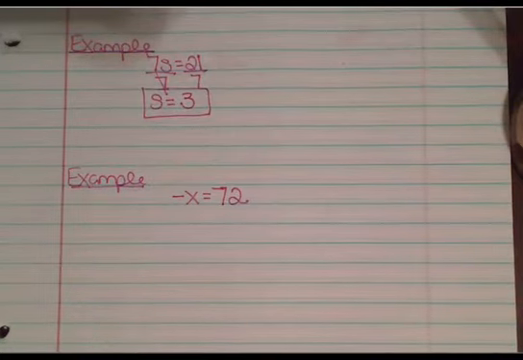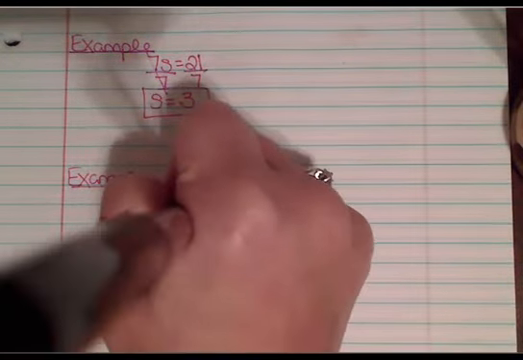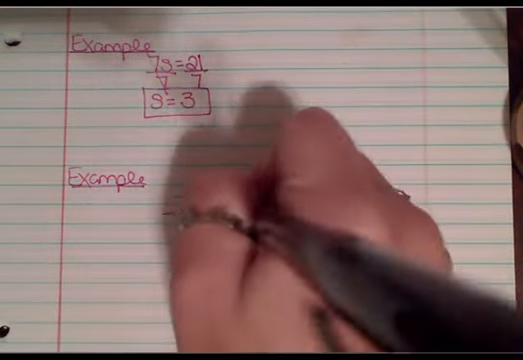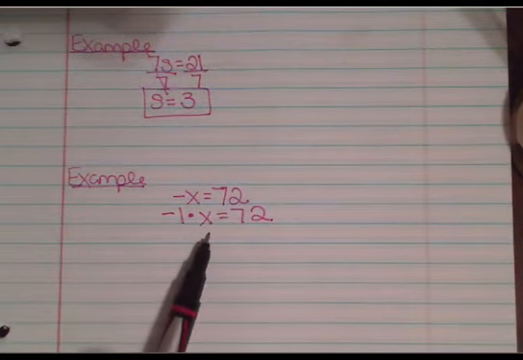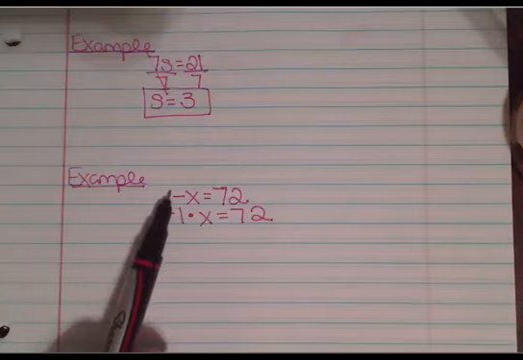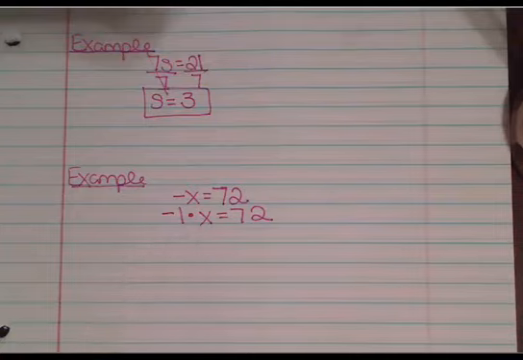Example number 3 says negative x equals 72. So what is multiplying our x? Well, that negative is out front. And you can think about this as being negative 1 times x equals 72. Because we always just shorten it and write it as a negative x, like on the top line, instead of writing the negative 1 times the x. But if you need to write it out until you get used to it, that's okay too.